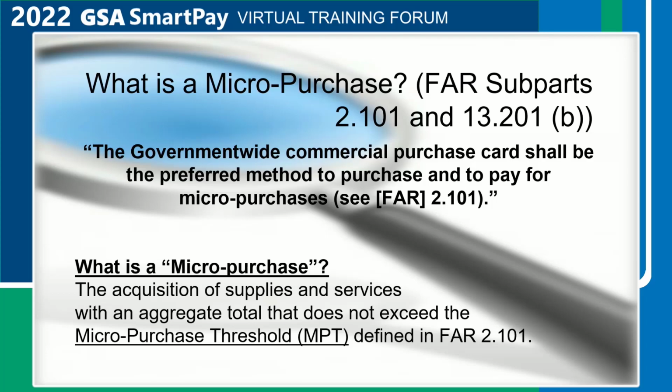What exactly falls under a micropurchase? Let's start with, well, what is a micropurchase? A micropurchase is defined by the FAR as an acquisition of supplies or services, the aggregate amount of which does not exceed the micropurchase threshold, or what I might refer to as the MPT.